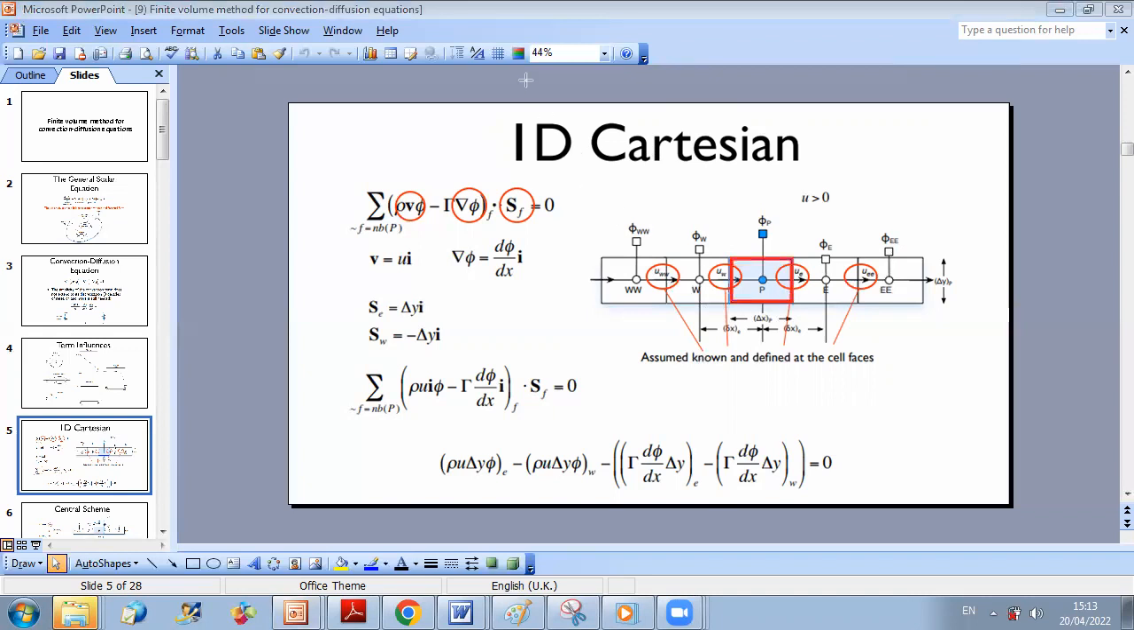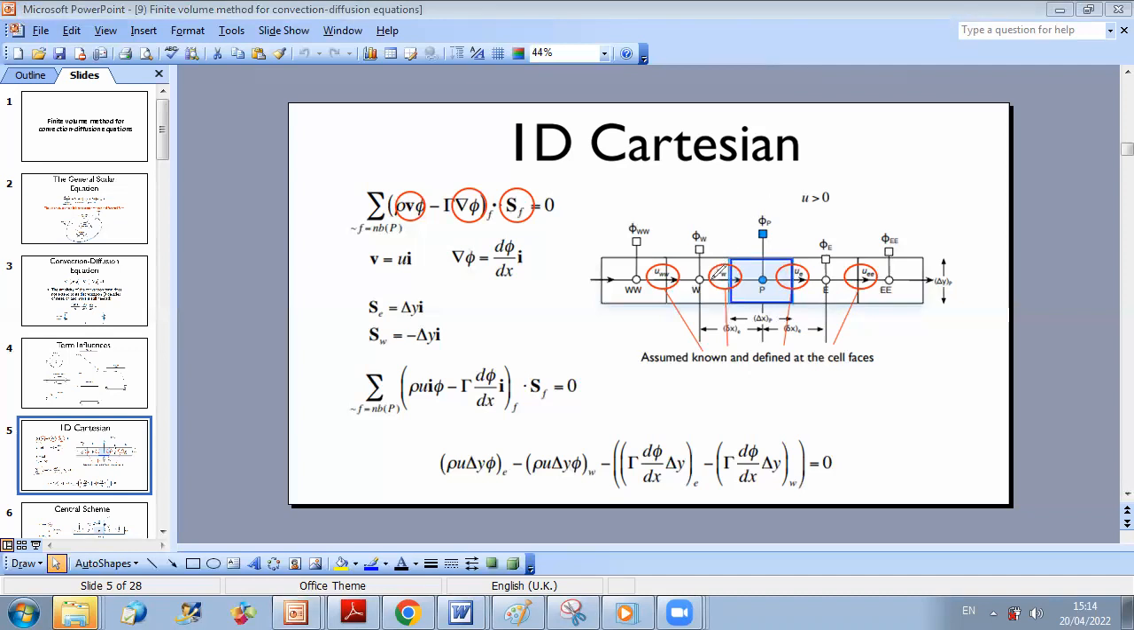This cell is subjected to convective and conductive, diffusive fluxes. So you have west and east faces. Through these faces, you will have fluxes. On the east face, we have a conductive flux and a convective flux. The same for the west face: we have two types of fluxes, convective and conductive. So the idea will be to express these fluxes. Let us start with the convective flux.